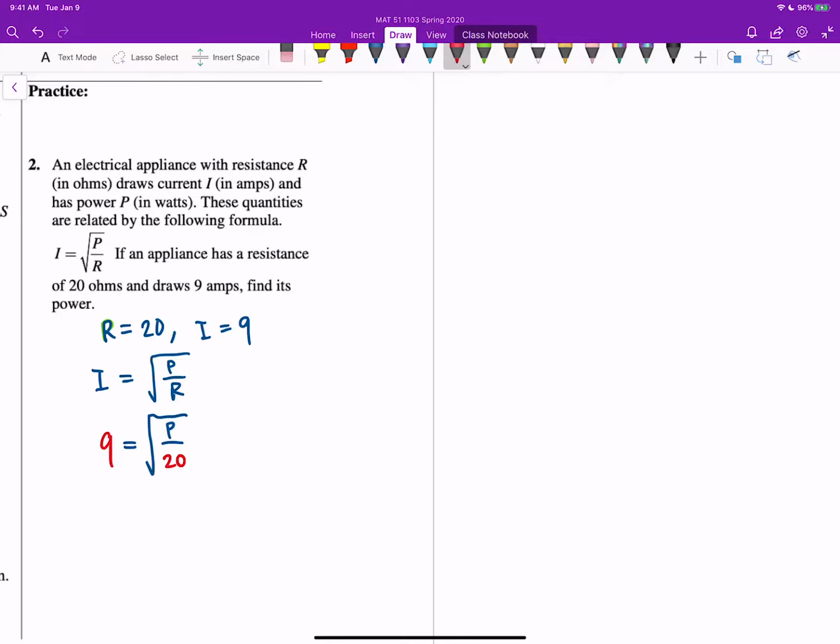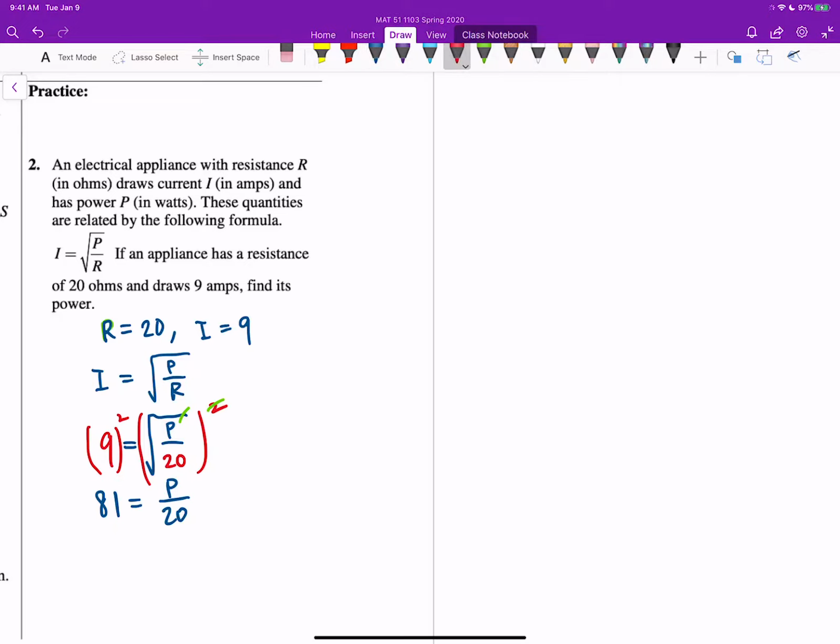And then we're going to perform inverse operations on both sides. The radical part is already isolated, so we simply square both sides. On the left-hand side, 9 squared is 81. On the right-hand side, the square root and the square, they cancel out. We simply have P over 20.